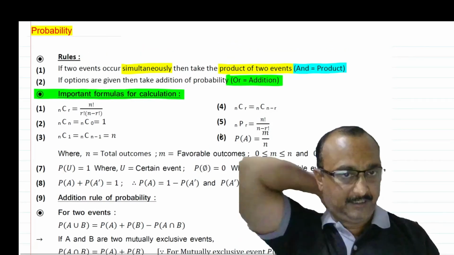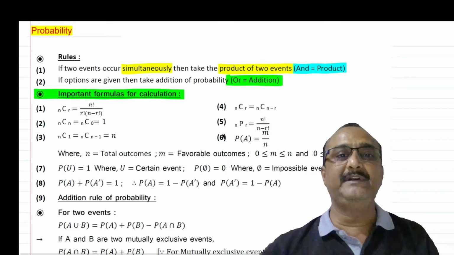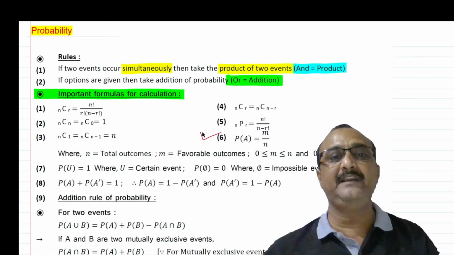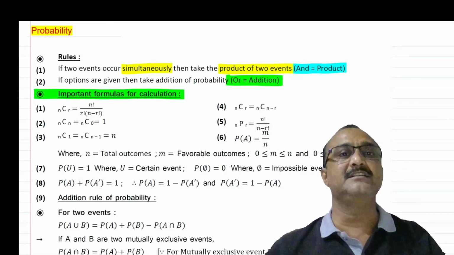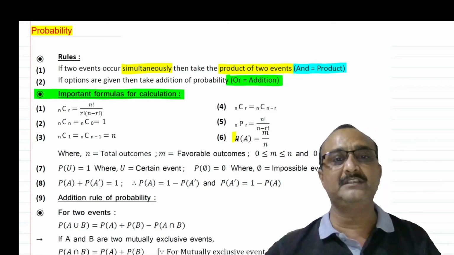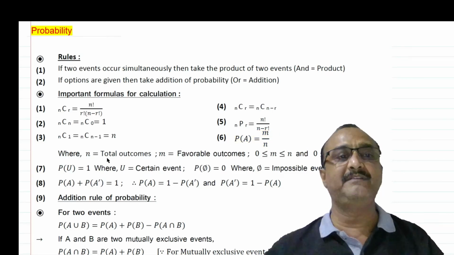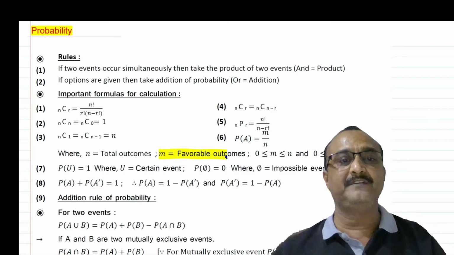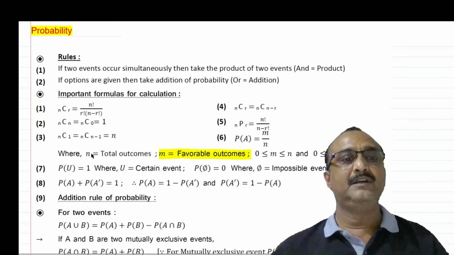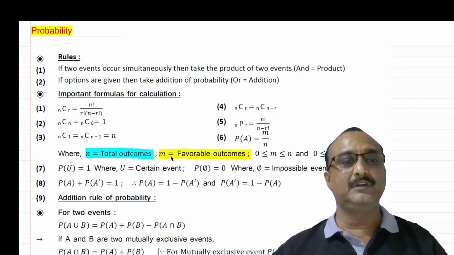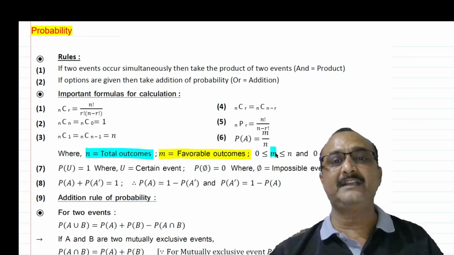Okay, now this is the formula for probability. P of A equal to m upon n. This is the most important formula for this chapter. P of A equal to m upon n. See here, m is the favorable outcomes, and n is the total number of outcomes. And remember that m always lies between 0 and n.